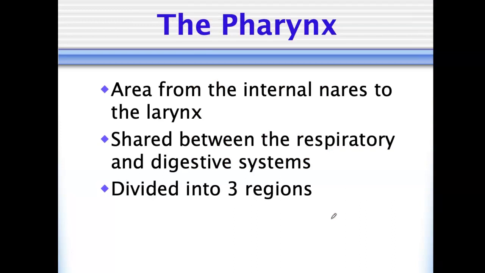The pharynx goes from the area of the internal nares to the larynx, and it's shared between the respiratory and digestive systems, I've told you that, and it's divided into 3 regions. We will start the next video with those regions of the pharynx.